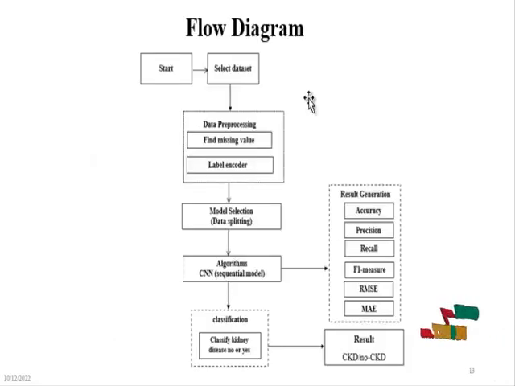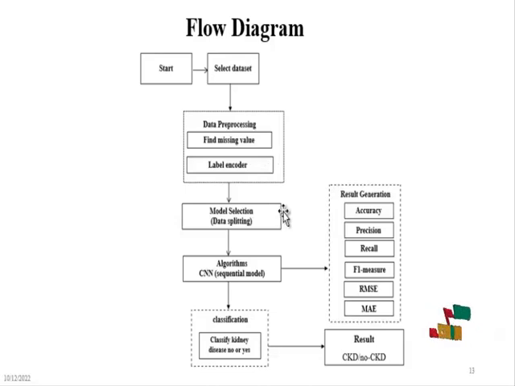Let's see the flow diagram. First start and select the database. We select the database in the UCI repository, and the data set name is kidney data set. Data pre-processing, converting an imbalanced data set into a balanced data set, is a process of data pre-processing. First we find the missing values. After that we use a label encoder, which converts string variables into integer variables.